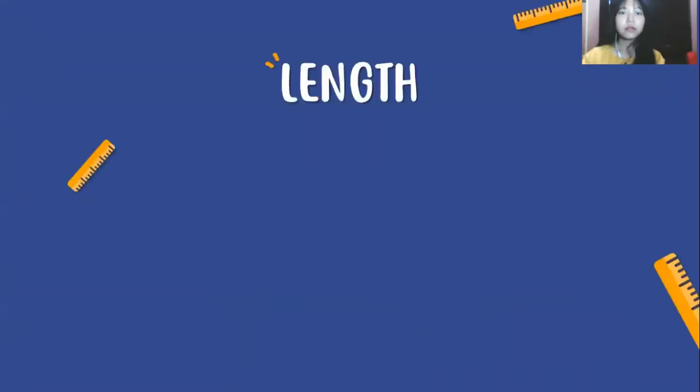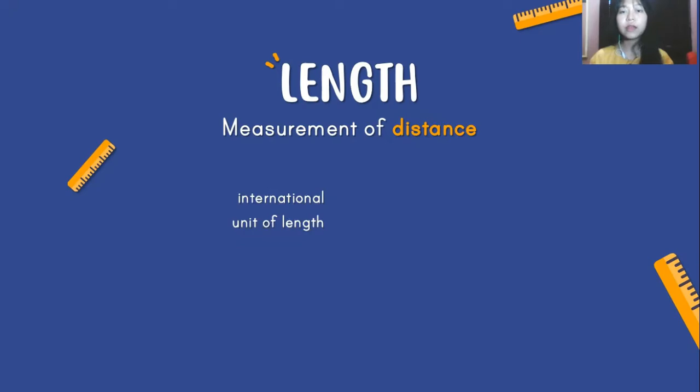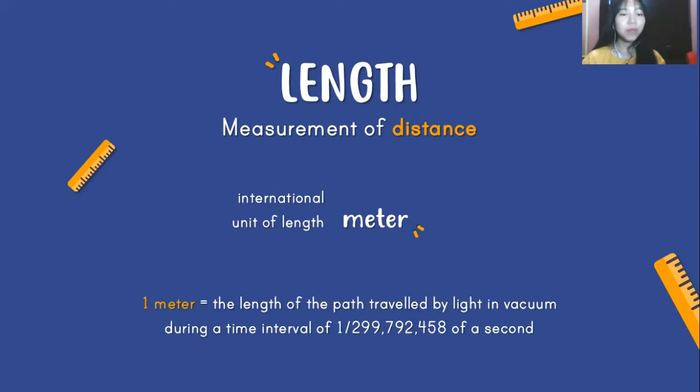Length. Basically, length is a measurement of distance, and as I mentioned before, the international unit of length is meter. And the fun fact is that a meter is equal to the length of a path that is traveled by light in a vacuum during a time interval of 1 over 299,792,458 of a second.